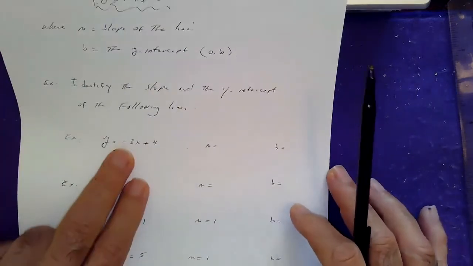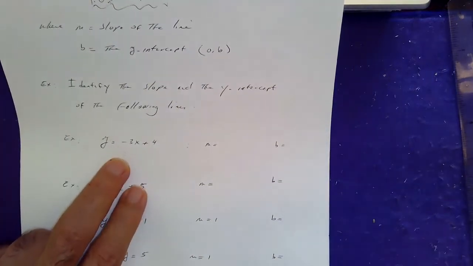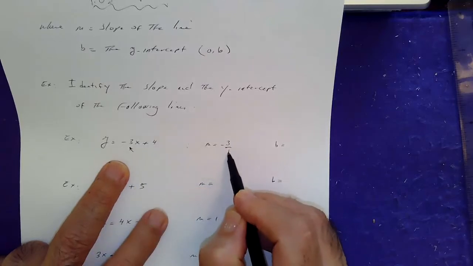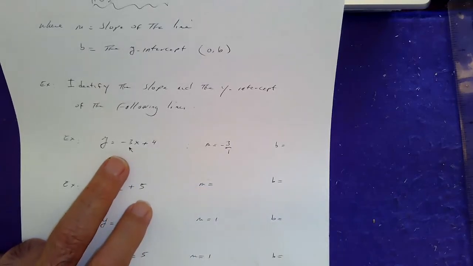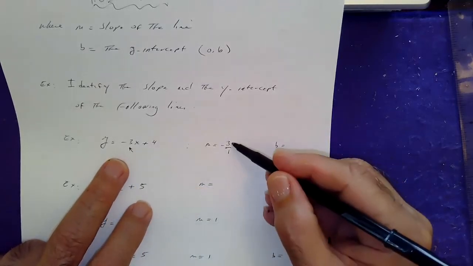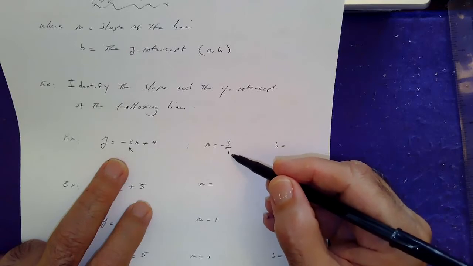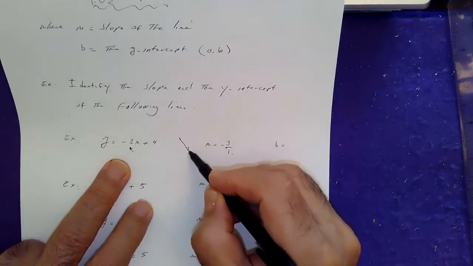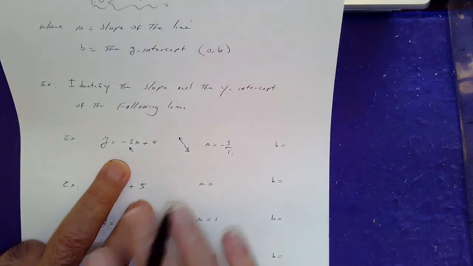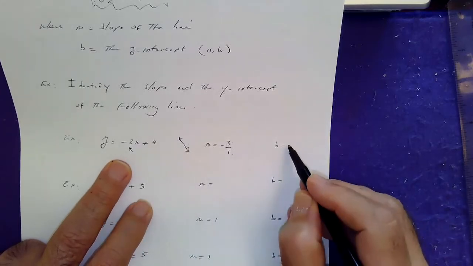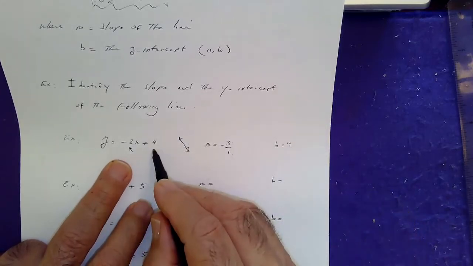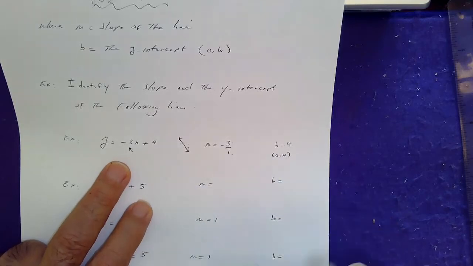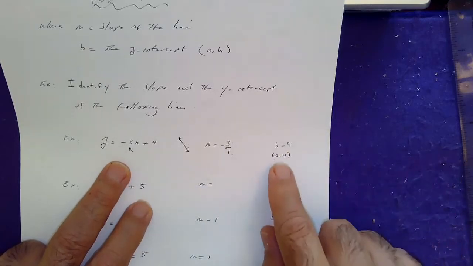So this guy is in pretty good shape. This is in slope-intercept form. Guess what? The coefficient of x is the slope. So the slope is negative 3 over 1. That means for every 3 units you go down, you go 1 over. Because the slope is negative, the line is what? Decreasing line. It goes down. And what is the y-intercept? It is this number 4. But usually we write this as (0, 4) just to remind ourselves x is 0.